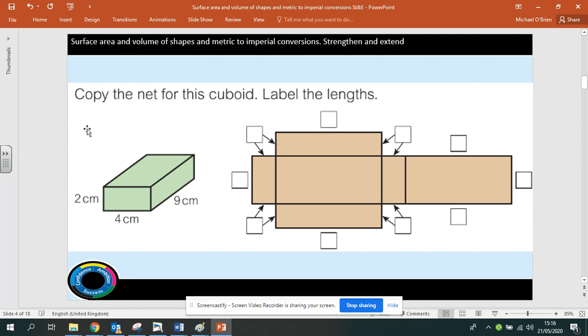Copy the net of the cuboid, label the lengths. Okay, nice and simple question to answer. Restart the video when you've completed it.